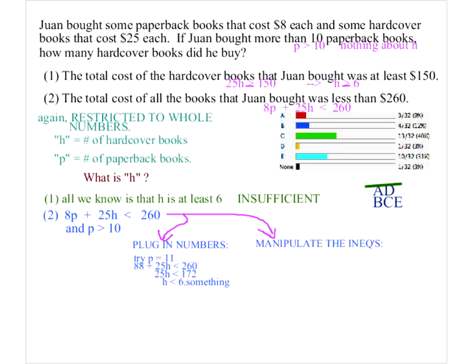So what we've learned here is that this time we don't know that H is at least 6. H could be 1, 2, 3, 4, 5, or 6 here. So if P is 11, then H could be anything from 1 to 6. So that's insufficient.